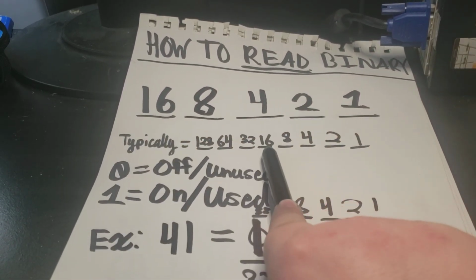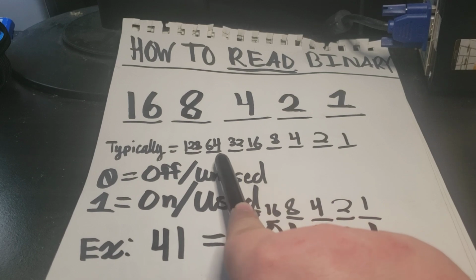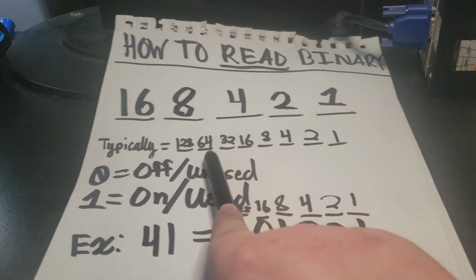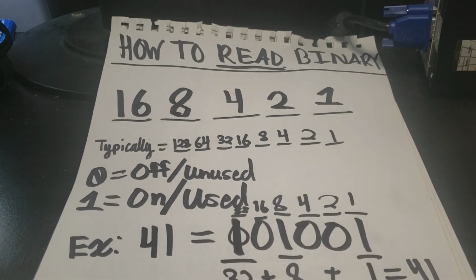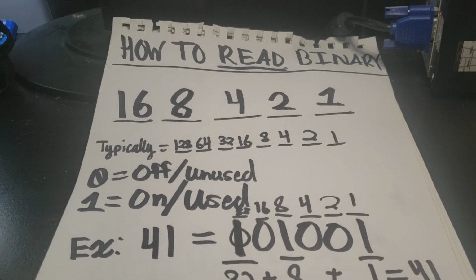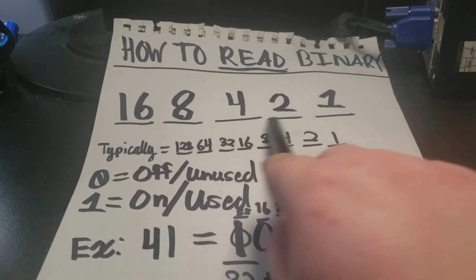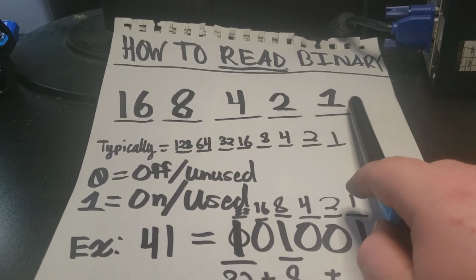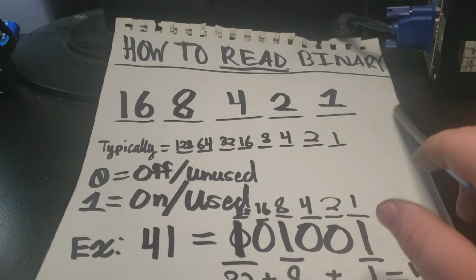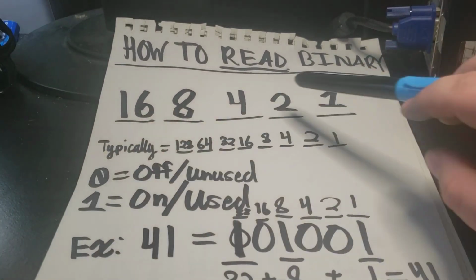16 times 2 is 32. 32 times 2 is 64. 64 times 2 is 128. 256, 512, 1024, etc. It keeps going. But usually, for just writing the alphabet, which some like to do, you only need the first 5. But if you want to, you can add 3 more digits afterwards.